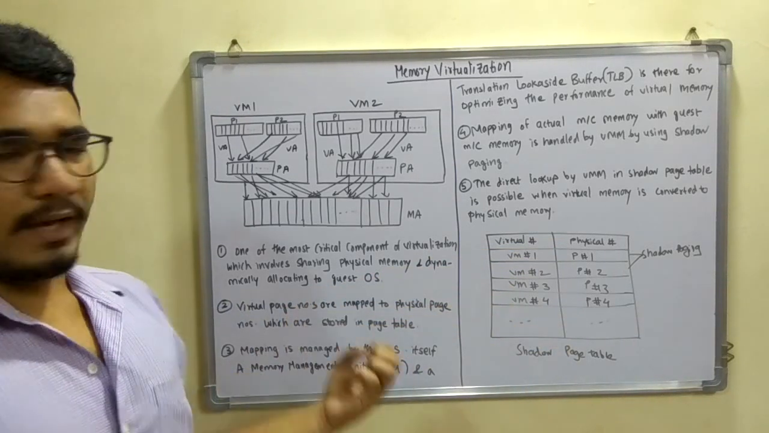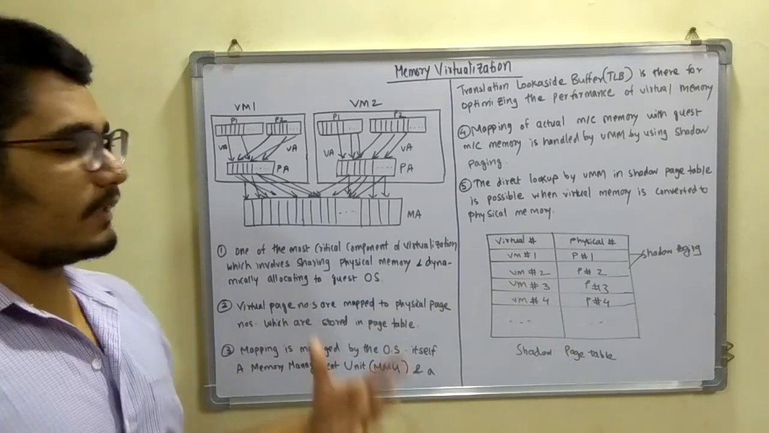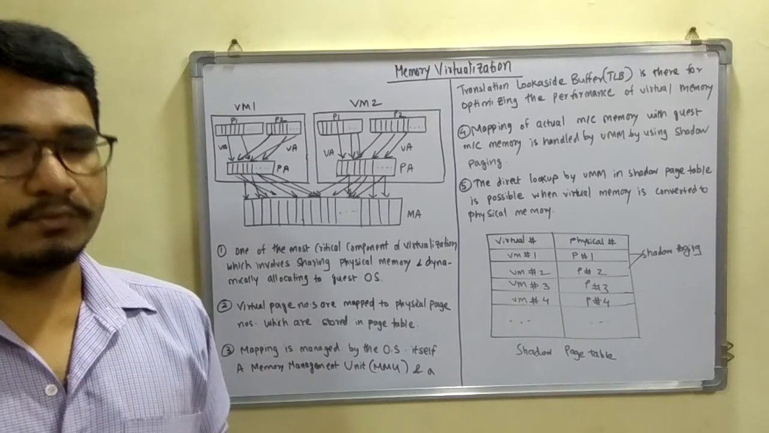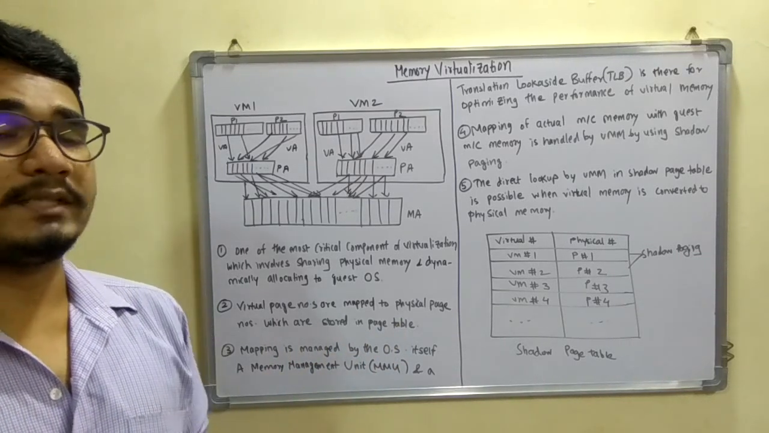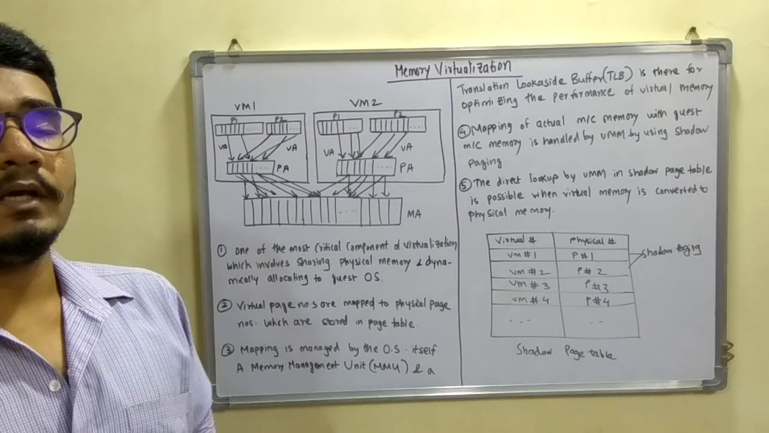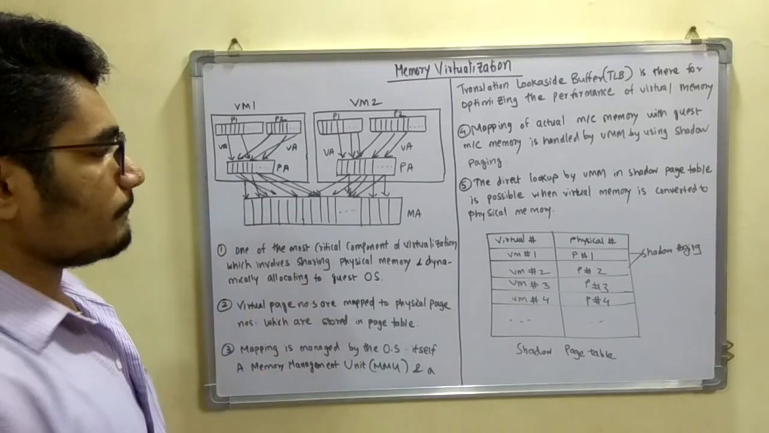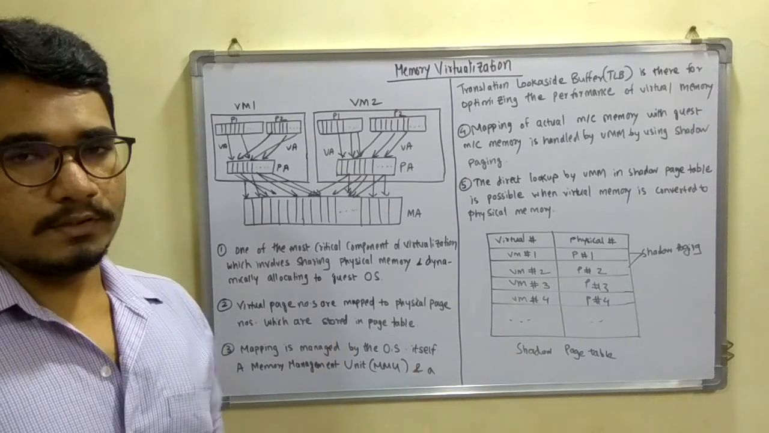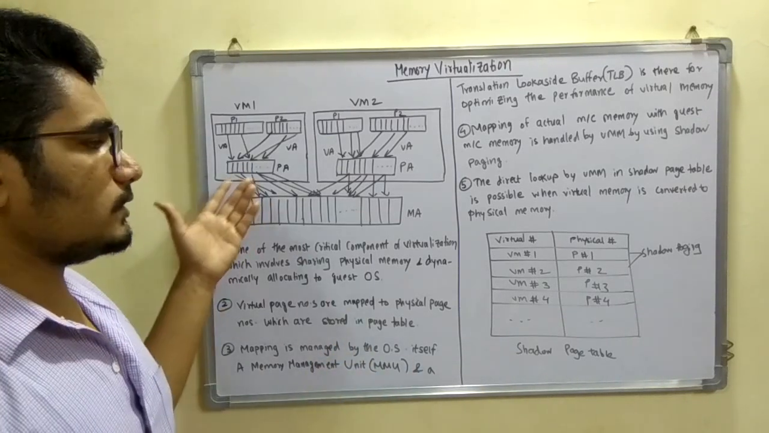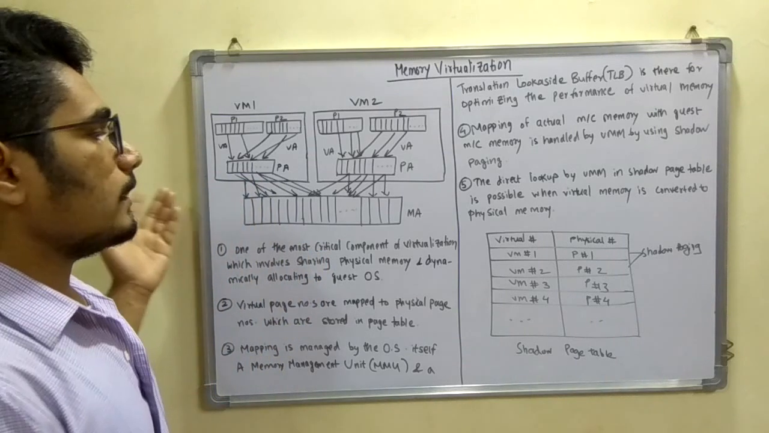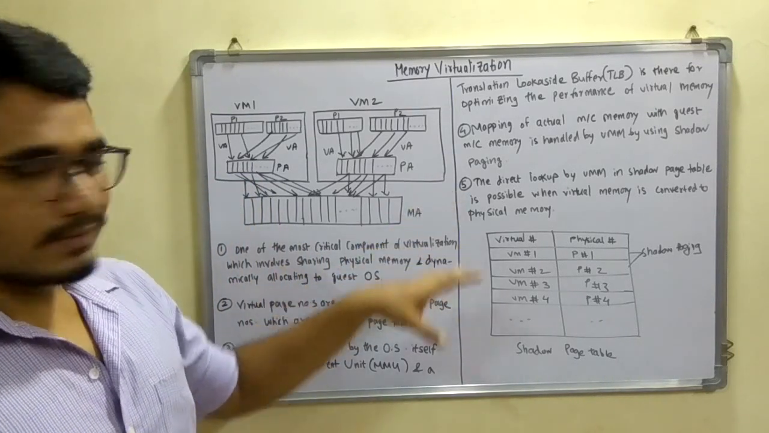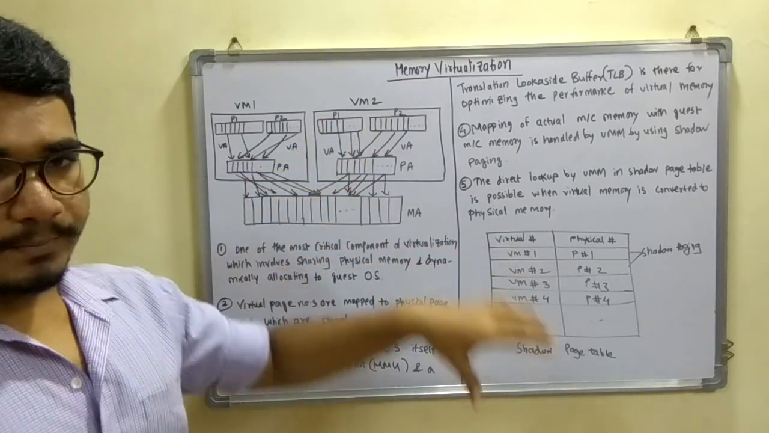Whenever there is a need to convert the virtual memory to the physical memory, the shadow page table comes into the picture, and the VMM will directly look up inside the TLB, the translation lookaside buffer, and then do the activity of converting the virtual memory to the physical memory. That's how we achieve memory virtualization.